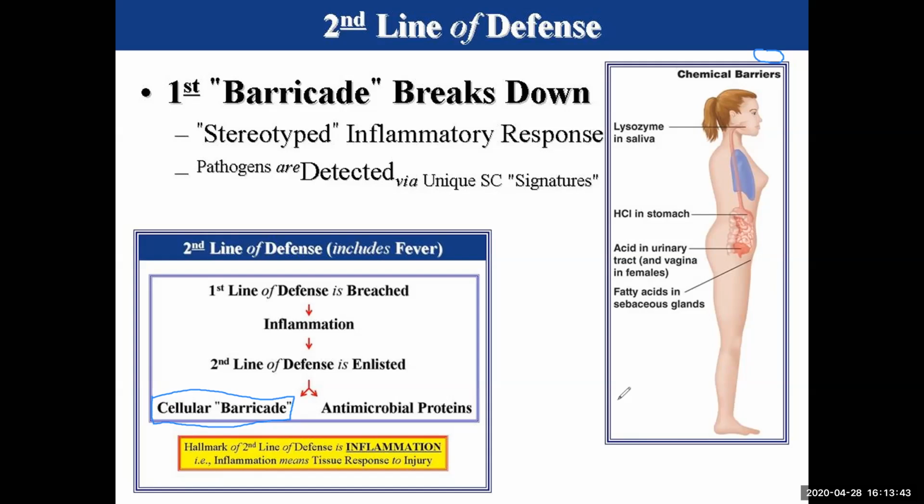Now the question is, how does the body recognize self versus non-self? So pathogens like bacterial cells, fungal cells, or viral particles have unique surface cell signatures, meaning they have a unique profile of proteins on their surfaces that are different from the ones on the surface of our human cells, right? So because of this, our immune system can recognize self versus non-self.